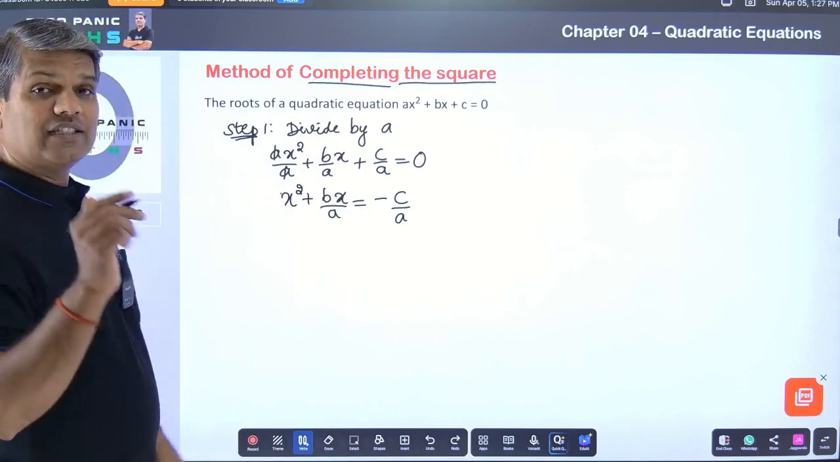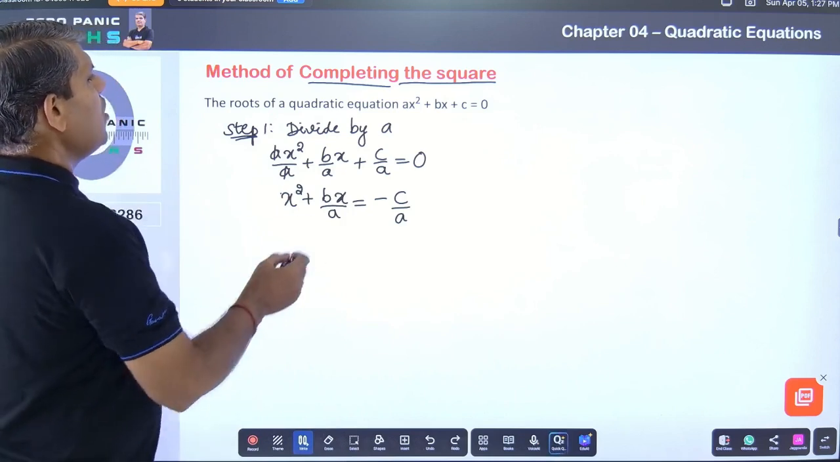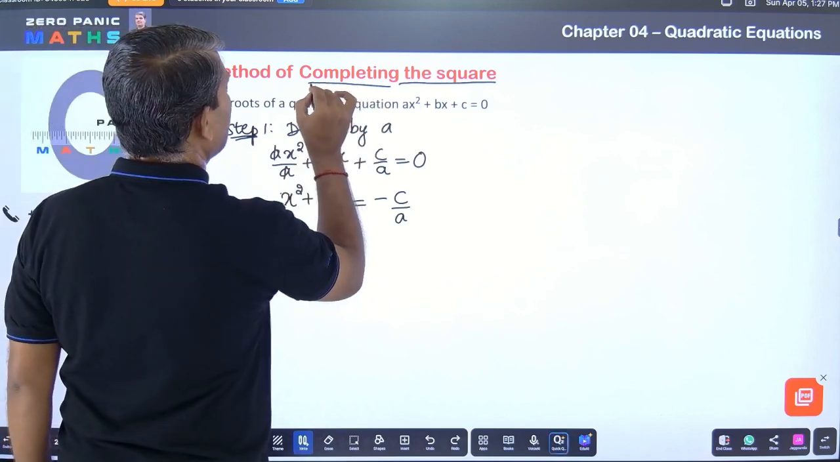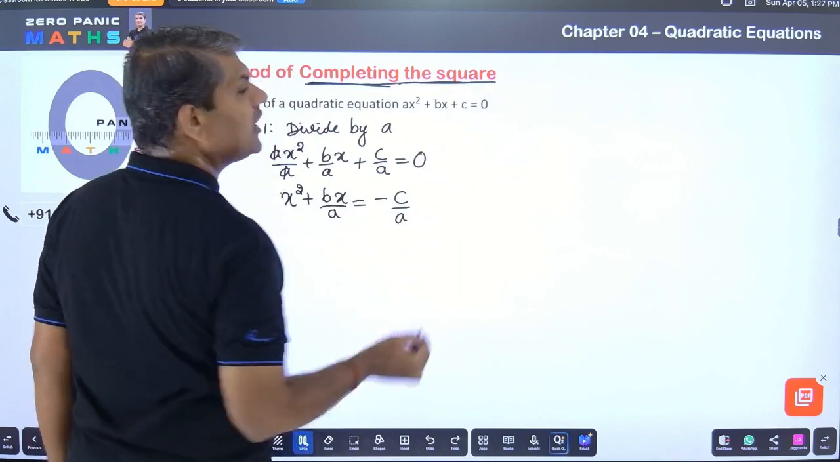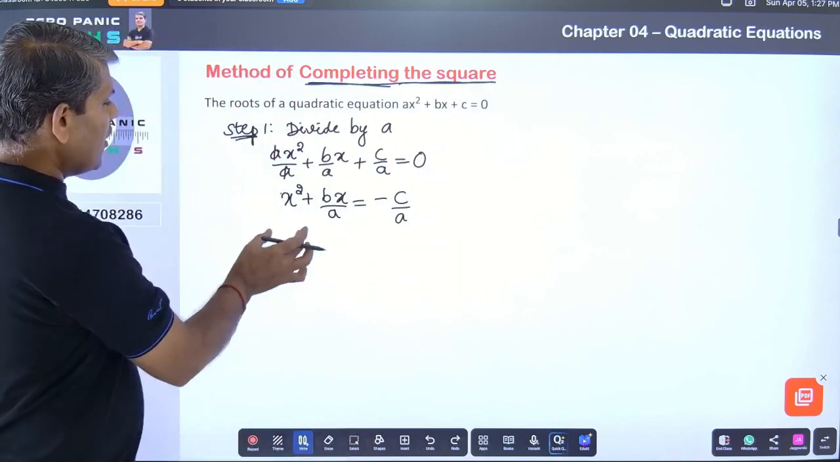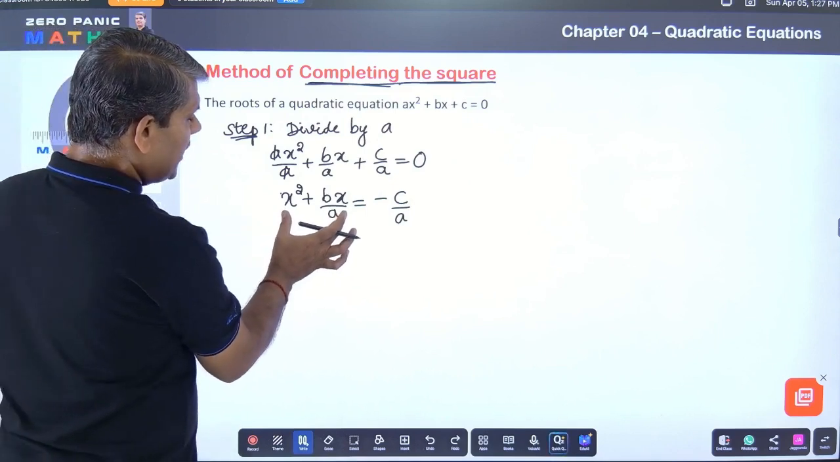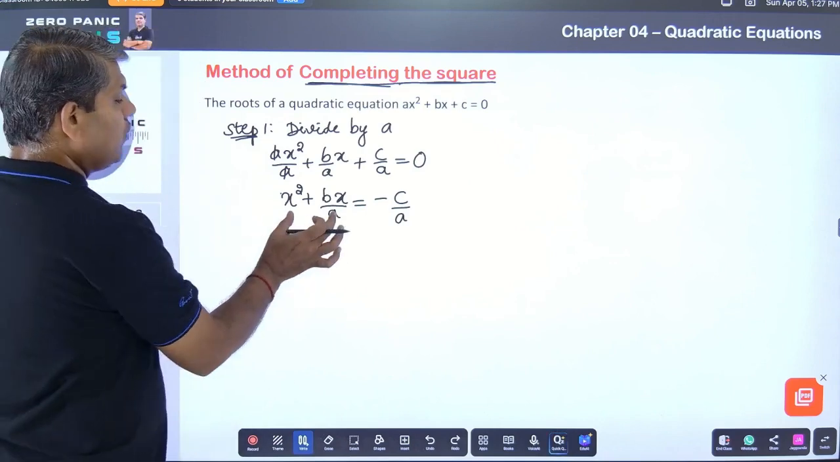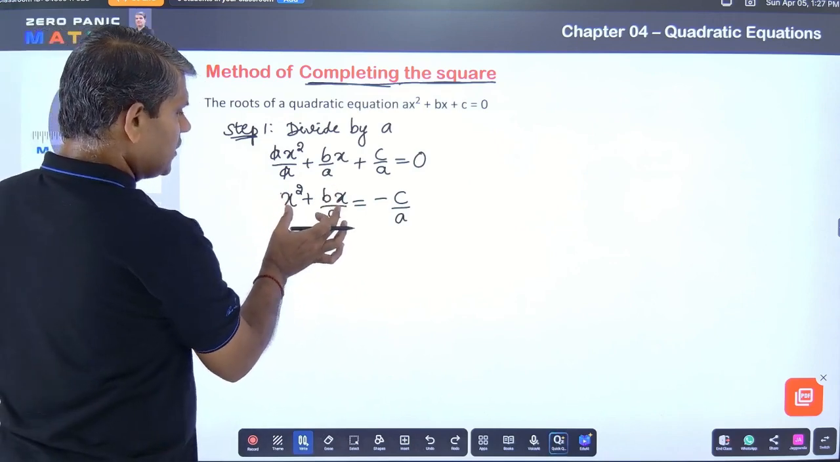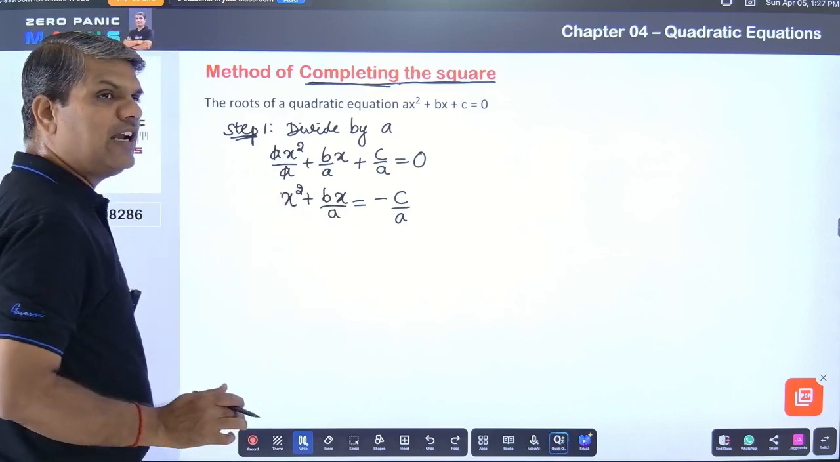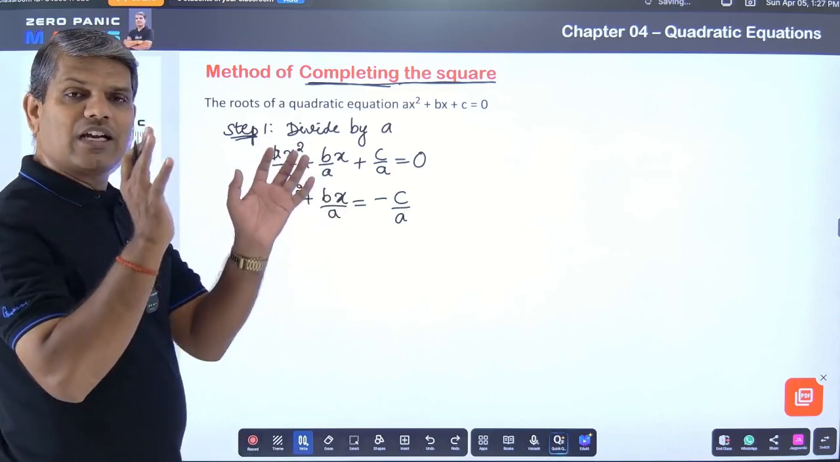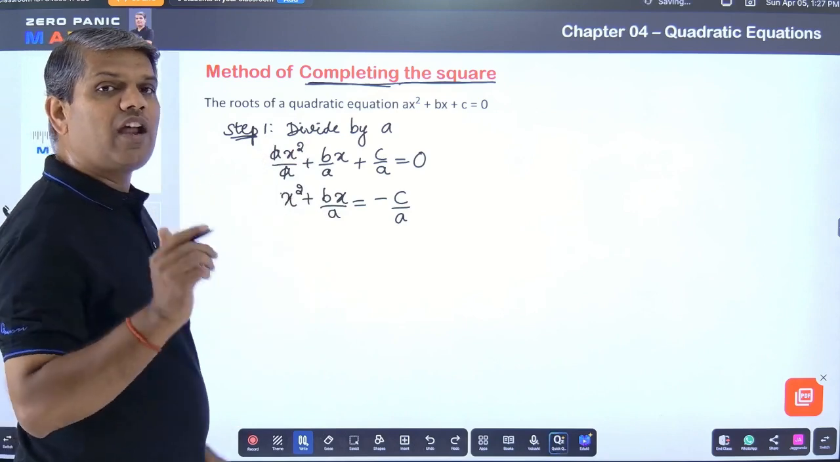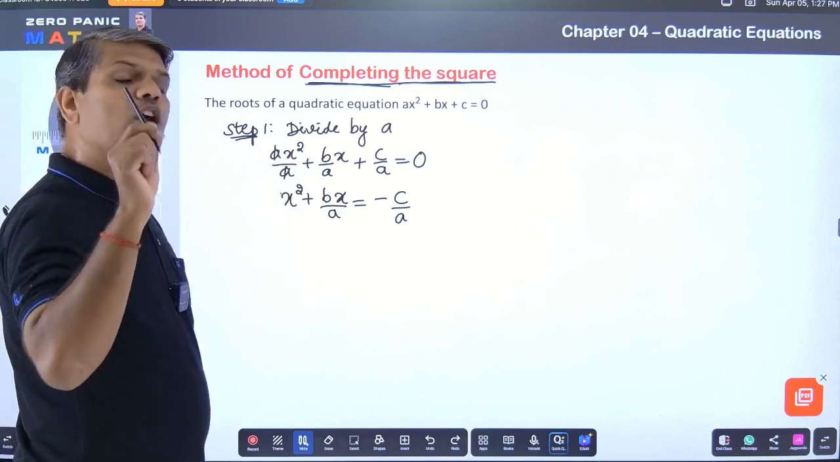Now is the very important step. So that is what we are saying, that it is the method of completing the square. So out of the given two terms at the left hand side, listen to me carefully, this step. Out of the given two terms in the left hand side, we are actually making it a complete square of the form a plus b whole square.